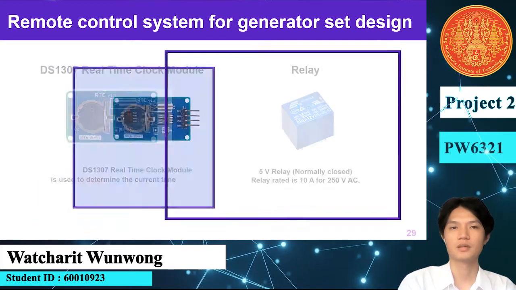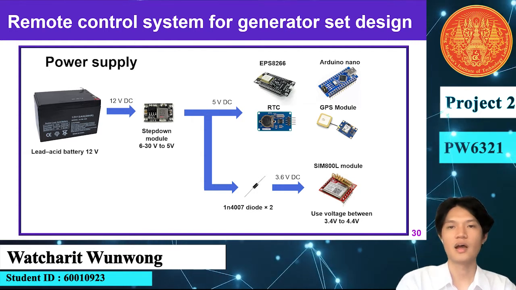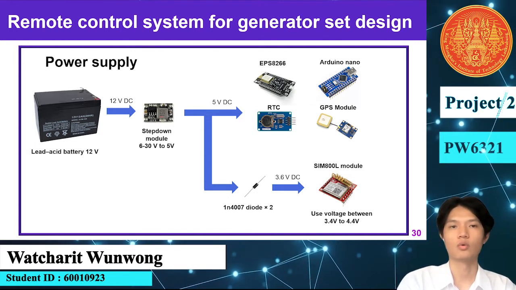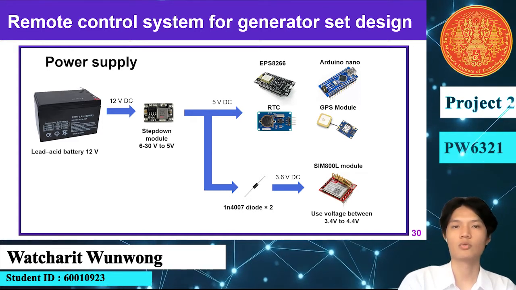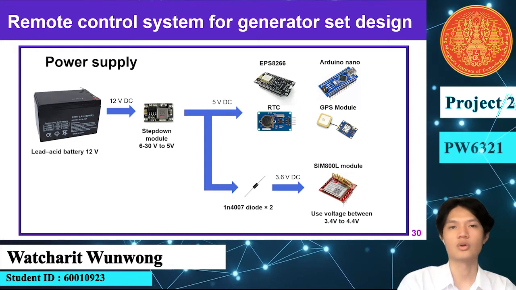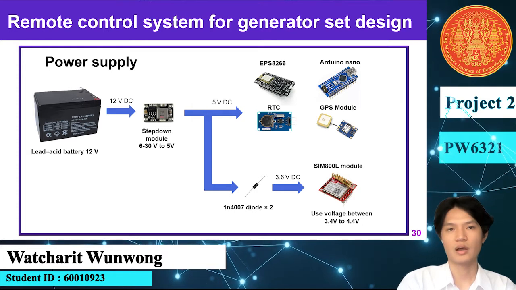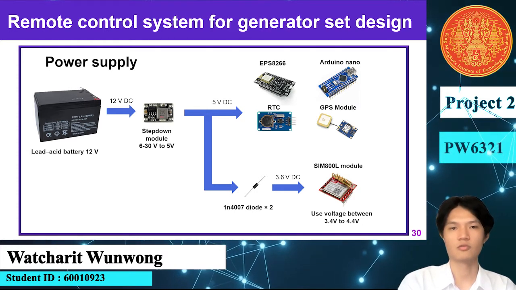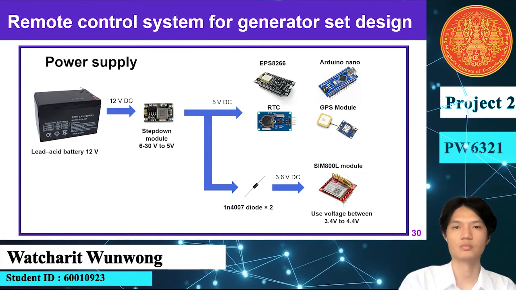Next, power supply. We use power from a lead acid battery and step down the voltage to 5V with a step down module, rated at 3 A. 5V is connected to ESP8266, Arduino Nano, the real-time clock module, and the GPS module. And we use a diode to reduce the voltage from 5V to 3.6V for the SIM800L module.